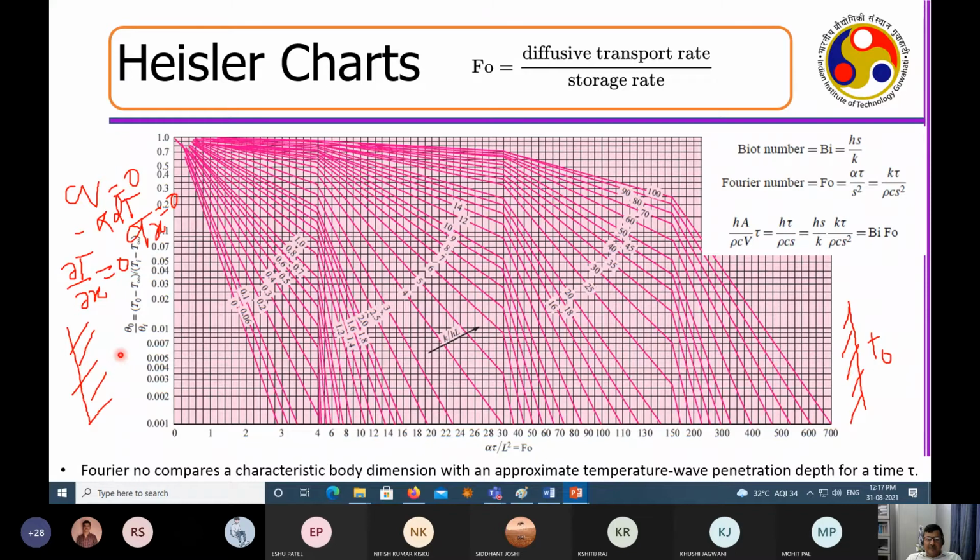So essentially, for a particular given point of a geometry, you will be able to calculate from this plot the temperature at that point. Say you are given a cylinder and you want to know the temperature at a particular point. If you go to the chart and plug in all the parameters related to conductivity and so on, you will be able to identify the temperature. That is the purpose of making Heisler charts.